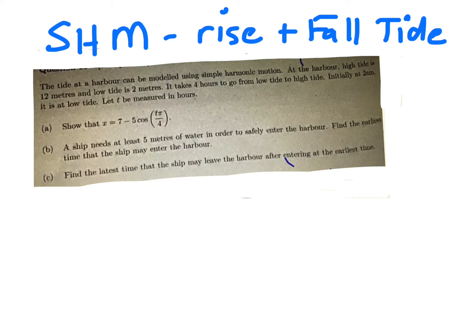Just looking at simple harmonic motion and the rise and fall of the tide. So the tide at a harbour can be modelled by using simple harmonic motion. At the harbour, high tide is 12 metres and low tide is 2 metres.